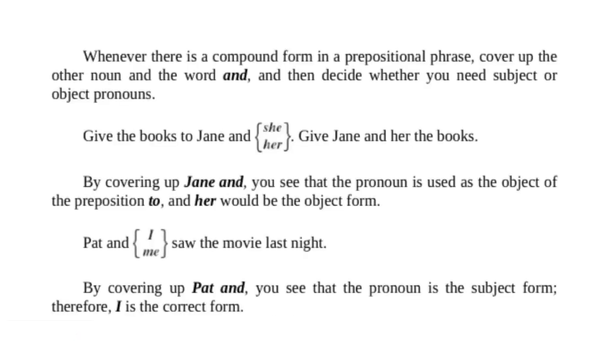Whenever there is a compound form in a prepositional phrase, you've got to cover up the noun and the word and, and then decide whether you need the subject or the object pronoun. So let's take a look at this one. Give the books to Jane and, so what's it going to be? She or her? So you've got to cover Jane and then you say give the books to her. So it becomes her. Give the books to Jane and her.